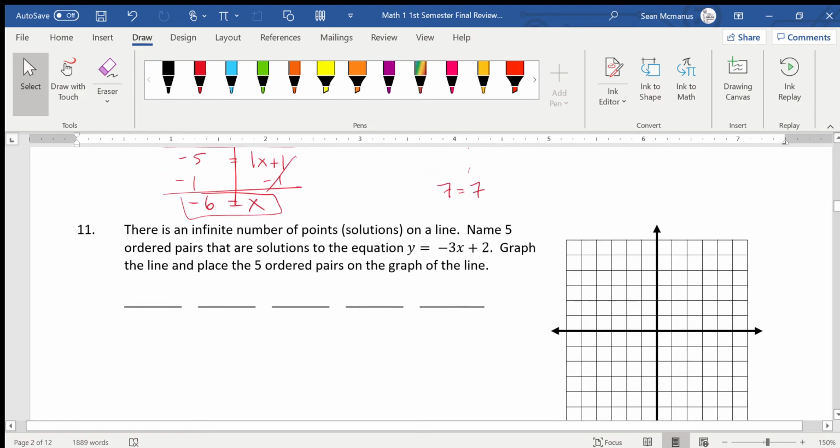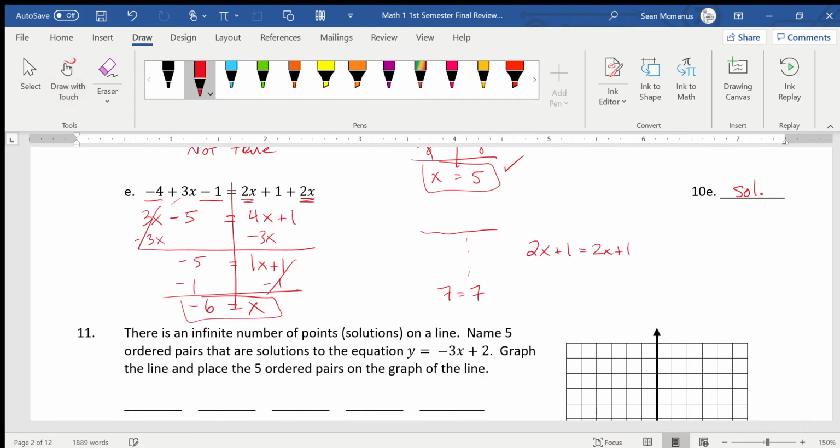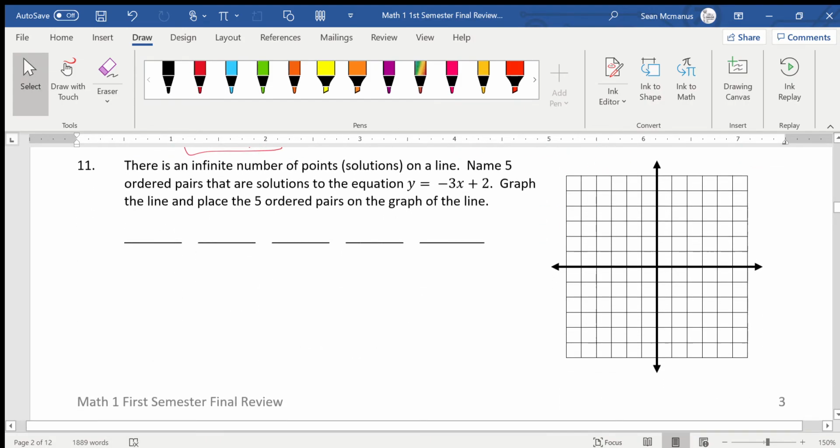All right. So just to go back to that idea, right? If I had something like 2x plus 1 equals 2x plus 1, it's the exact same thing on both sides. So I can tell as soon as I see the two sides are exactly the same, I know there's infinite solutions. All right, so number 11, there is an infinite number of points or solutions.